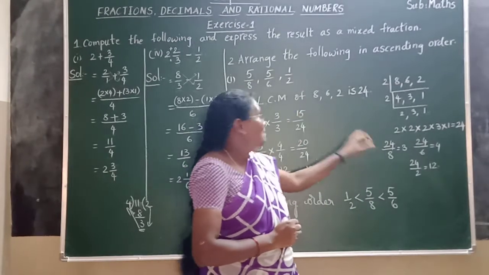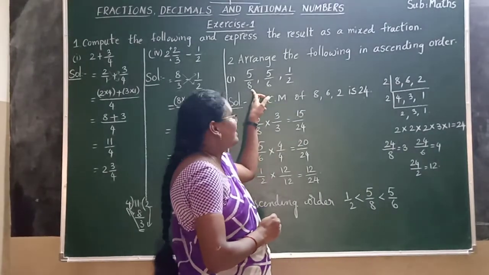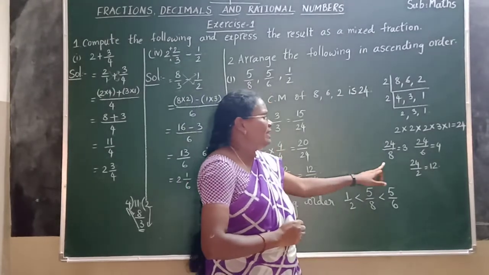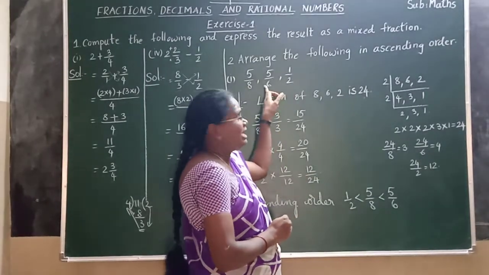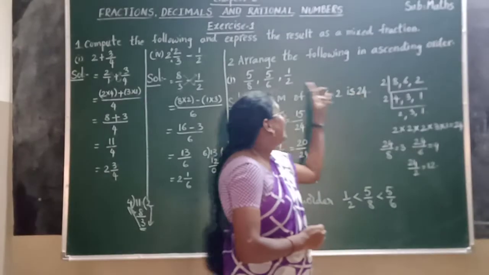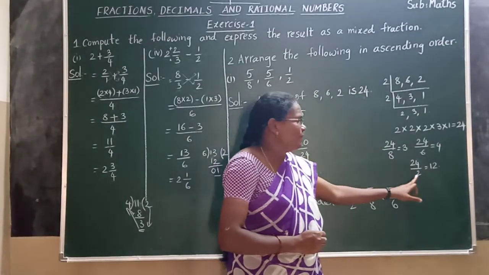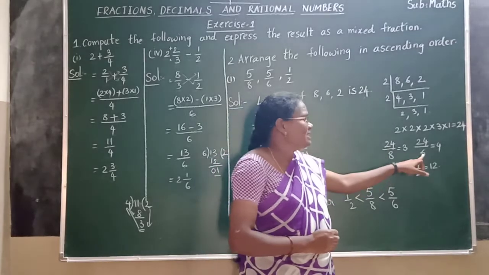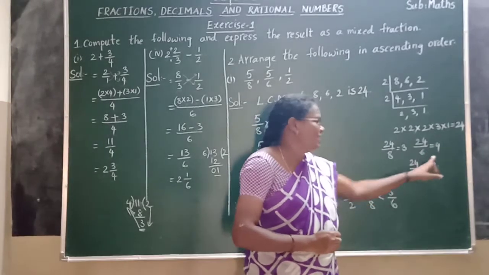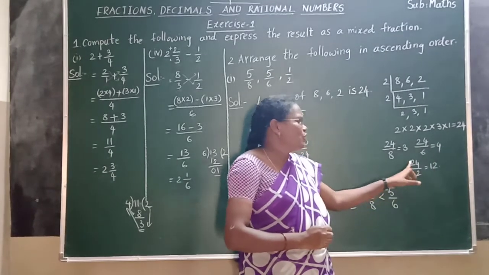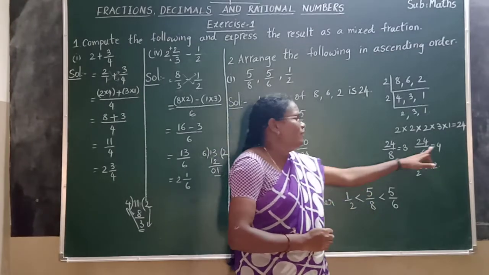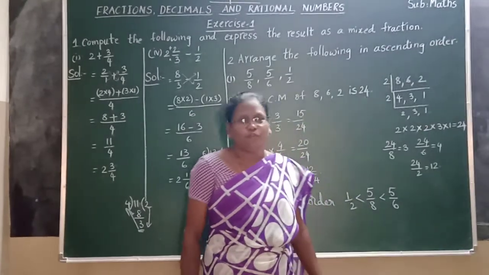Here, LCM by first denominator. What is the first denominator? 8. First denominator 8. 24 by 8. LCM by second denominator, 24 by 6. LCM by third denominator, 24 by 2. 8 table in 24, how many times going? 3 times. 6 table in 24, how many times going? 4 times. 2 12s are 24, so 12. What are the answers? 3, 4, 12.